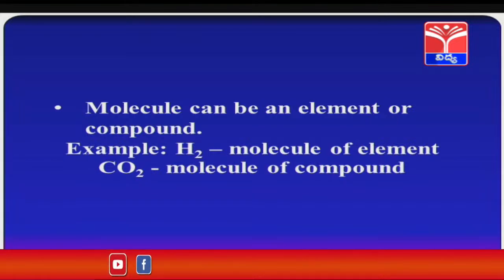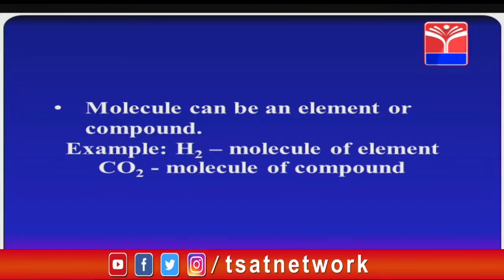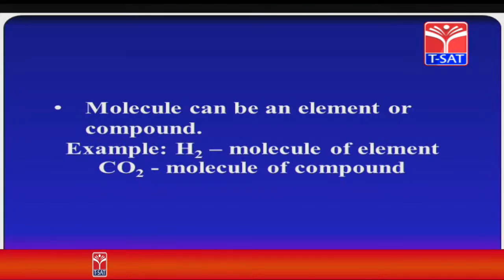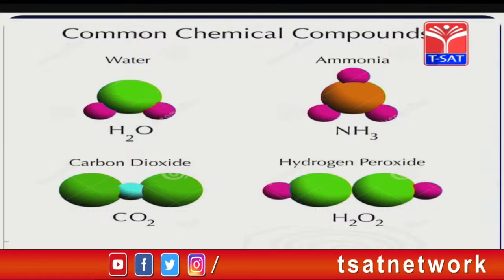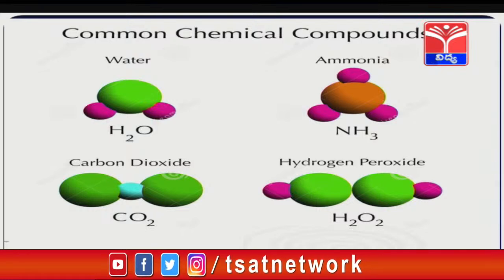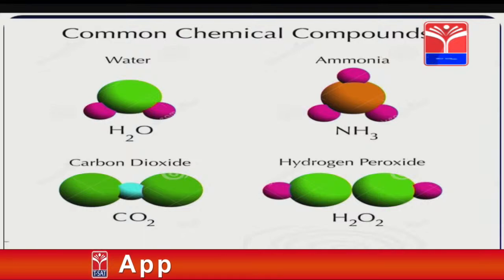H2 means a diatomic molecule which contains 2 atoms of hydrogen, and is nothing but the elemental form of hydrogen gas. And see the next example, CO2, that means carbon dioxide. It contains 1 atom of carbon, 2 atoms of oxygen, and this molecule can be called a compound. See some examples, children. Water molecule, it contains 1 oxygen atom combined with 2 hydrogen atoms. And look at the next example.